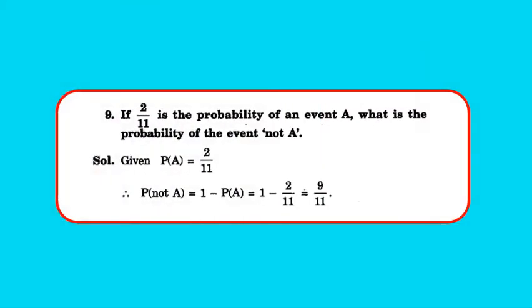Moving to question 9. If 2 upon 11 is the probability of an event A, what is the probability of not A? Now we know that P(not A) is equal to 1 minus P(A). I hope you remember that P(A) plus P(A') equals 1, or P(A) plus P(not A) is equal to 1. So using that we get P(not A) is equal to 1 minus P(A), which is equal to 1 minus 2 upon 11, which will give 9 upon 11, which will be the required probability. Clear? So pause and note down the solution.